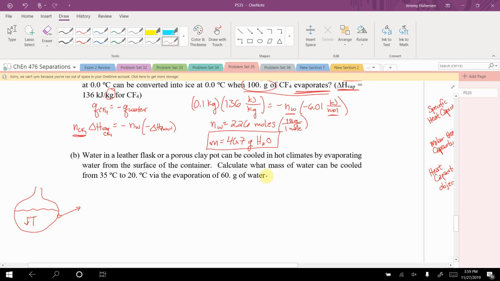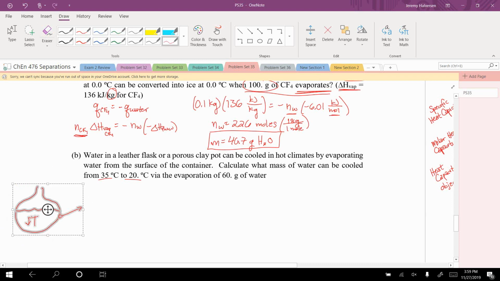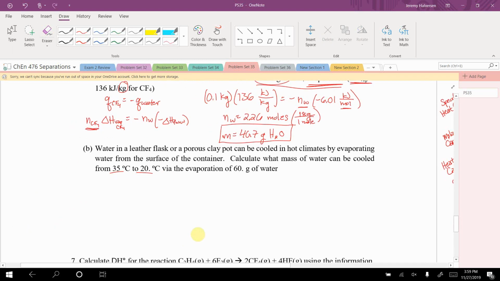All right, calculate what mass of water can be cooled from 35 to 20 via the evaporation of 60 grams of water. So I've got heat transferring between two different things here. I've got the Q of the water, I'm going to call it the inside water, is going to equal negative Q of the outside water. What's happening to the inside water? Well, it is being cooled from 35 to 20 degrees. So I'm going to use an m inside, c inside, delta T inside, and it's going to equal negative Q outside.